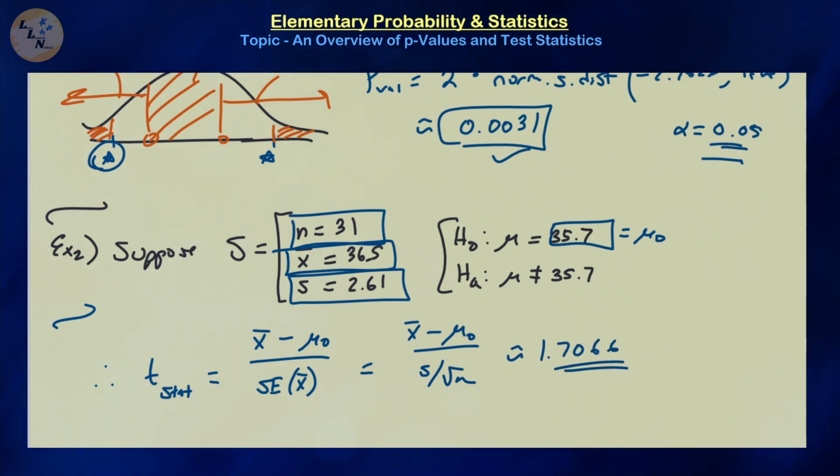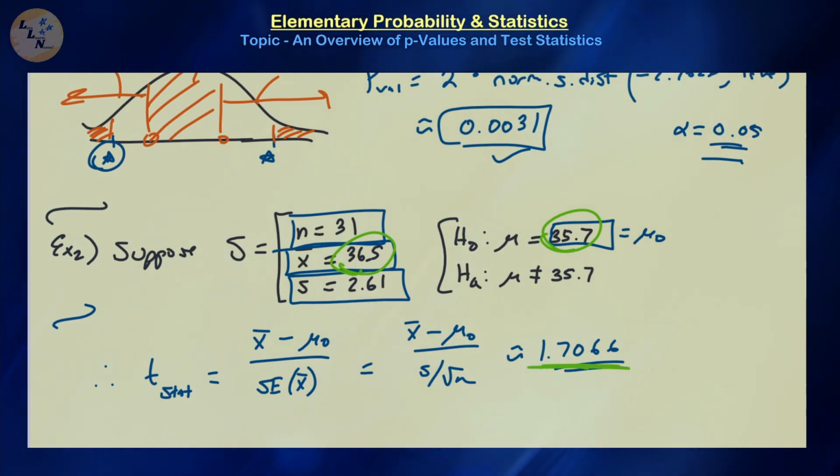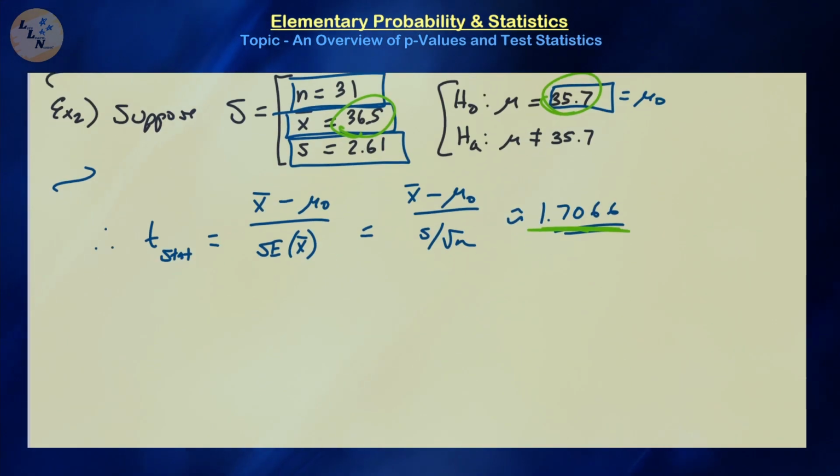1.7066. So notice that our claim value is 35.7 and our point estimate is 36.5. And from the t-test statistic approach, their difference, at least in the normal world, is approximately 1.7. So is that substantially large? Well, we can calculate a p-value and then see if that p-value is small enough to reject this particular claim.